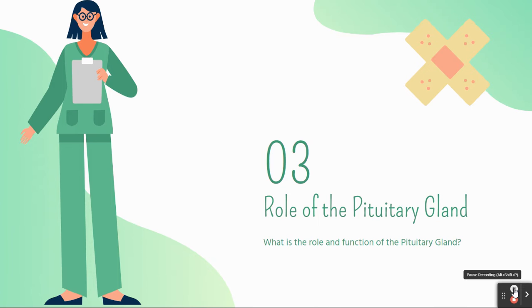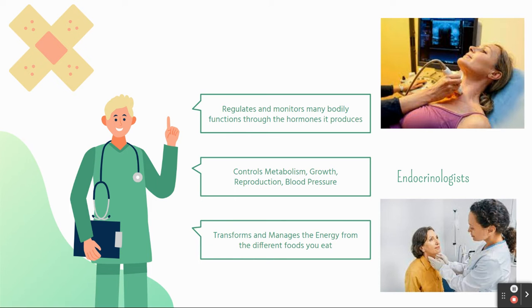Now for the role of the pituitary gland in your body. The pituitary gland regulates and monitors many bodily functions through the hormones it produces. It controls metabolism, growth, reproduction, and blood pressure. It also transforms and manages energy from the different foods you eat. Endocrinologists are a type of medical professionals who deal with the pituitary gland and the endocrine system in general.